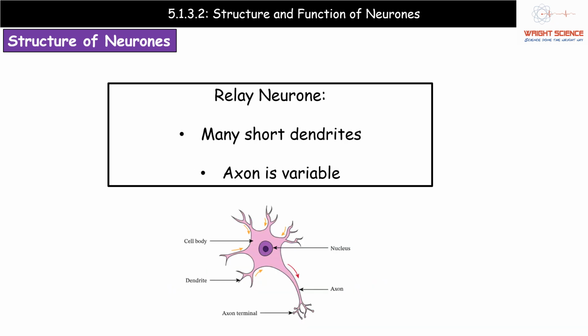Third and final one is the relay neuron, and this one is the one that stands out. It's the easiest one to spot in a diagram and therefore the least likely to come up on your exams, let's be honest. So when we're looking at a relay neuron, it kind of looks like a little star shape really. In the center we've got our nucleus, the cell body, and then we've got this little axon, typically, sometimes it's a bit longer, but the axon then comes off.